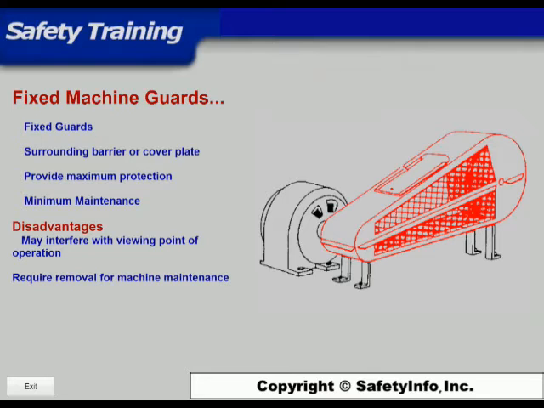Fixed guards are just that, fixed in place as part of the machine or as a surrounding barrier or cover plate. The advantages of fixed guards are that they can be constructed to suit many specific applications, provide maximum protection, usually require minimum maintenance, and are suitable for high production rates and repetitive operations. The limitations of fixed guards are that they may interfere with visibility and may require removal for machine adjustment and repair.